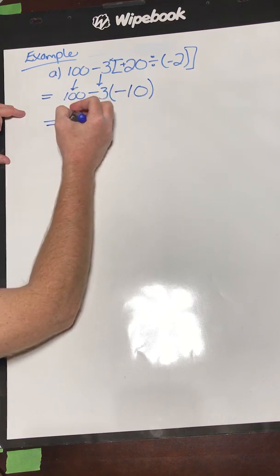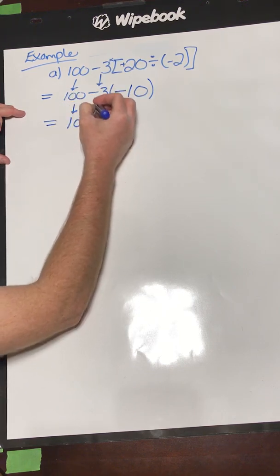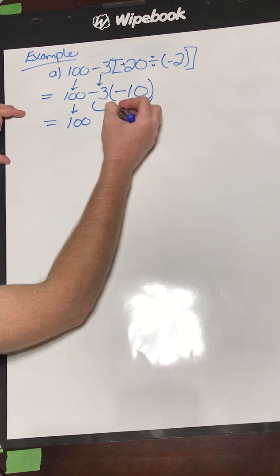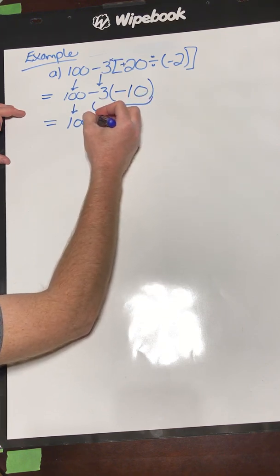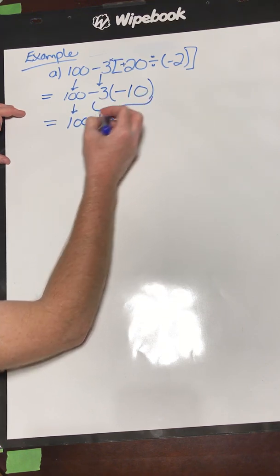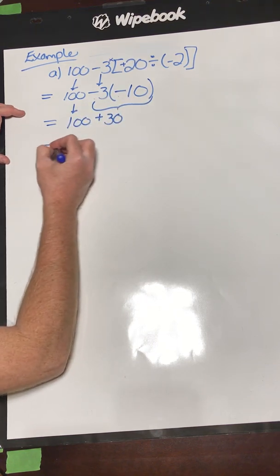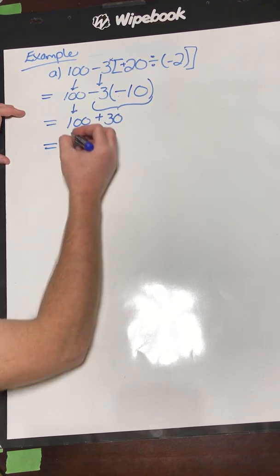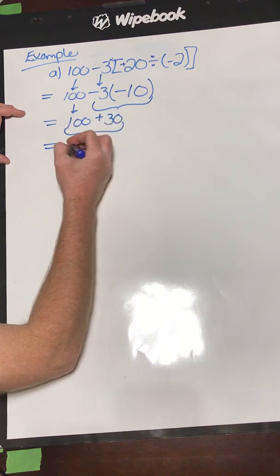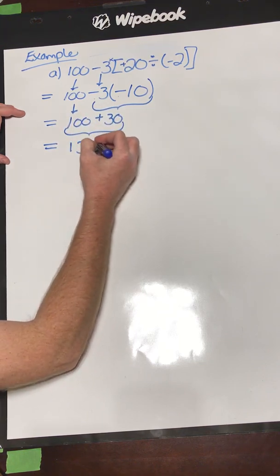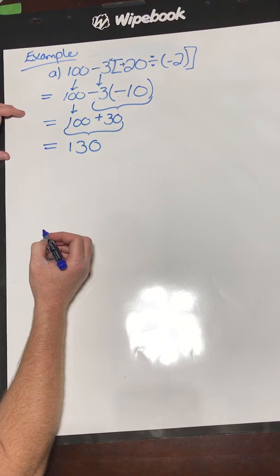So this 100 is going to drop down again, and I'm just going to focus on this negative 3 times negative 10, which is positive 30, because we have the same signs being multiplied. So now I have 100 plus 30, and I add that, and I get 130 as my answer.